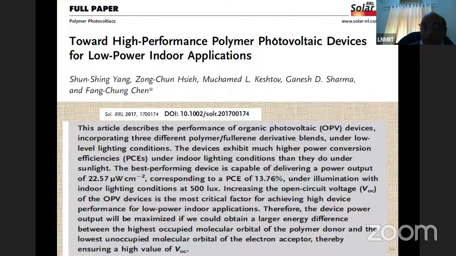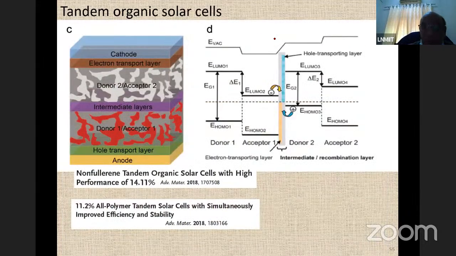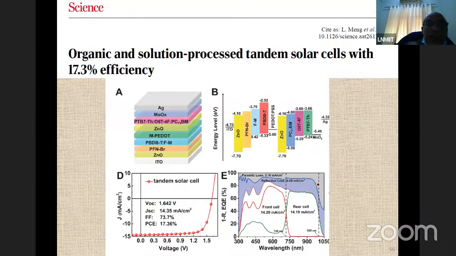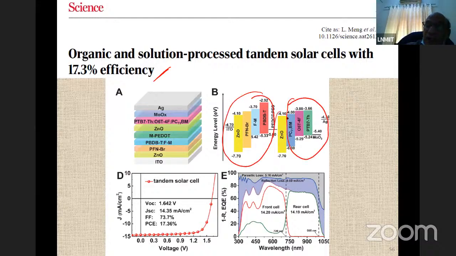And there is another, the tandem solar cell, with one cell here and one cell here, but this is a complicated process, and an efficiency of about 18% was reported recently. This is the tandem solar cell that reported 17.3% efficiency. They are using two cells: this is one cell here, one cell here, and this is an intermediate layer.